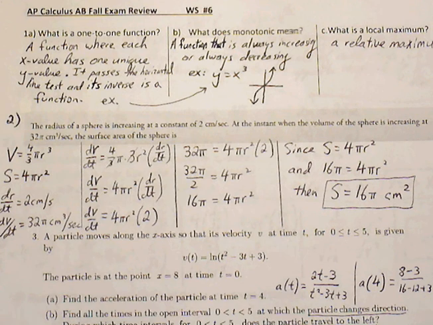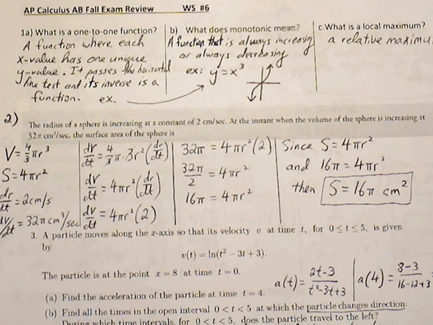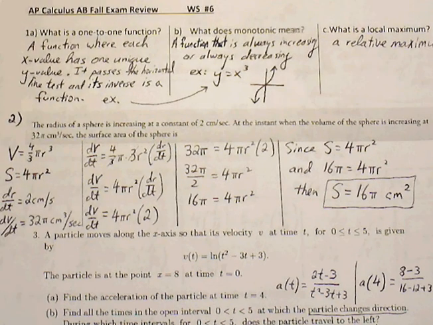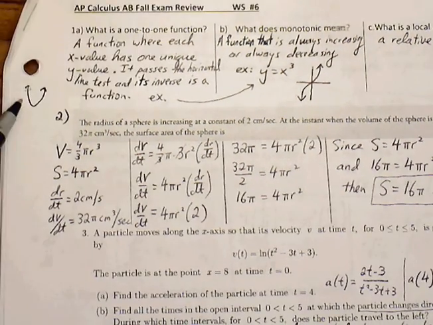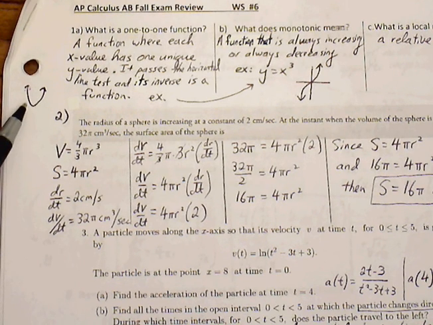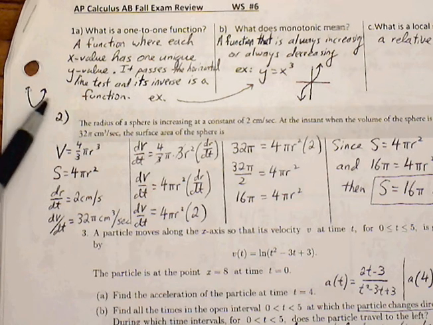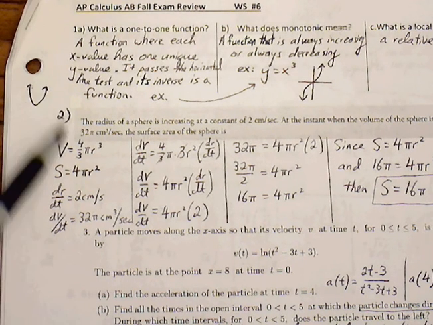So something that looks like y equals x cubed is a one-to-one function. Something that is not a one-to-one function would be like a parabola. With a parabola, there is not going to be a unique y value for a given x value, and it's not going to pass the horizontal line test, which means that the inverse will not be a function because the inverse will not pass a vertical line test.